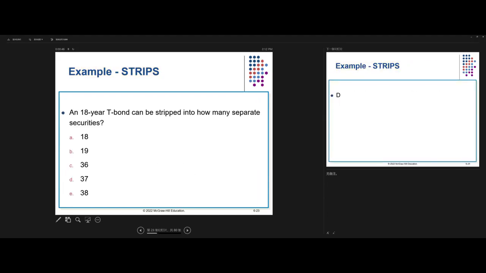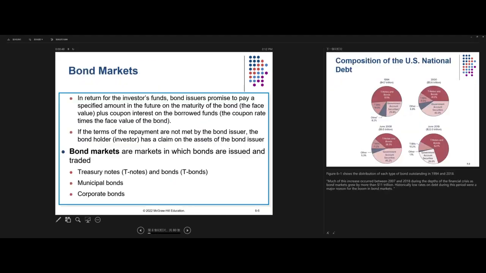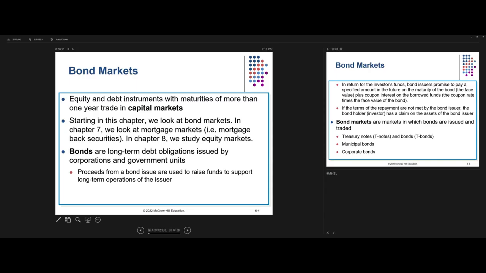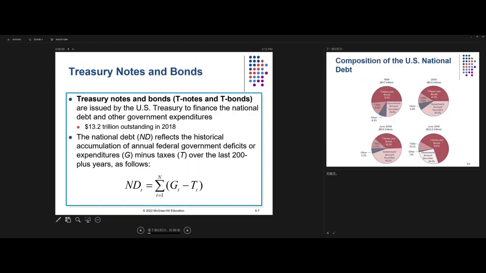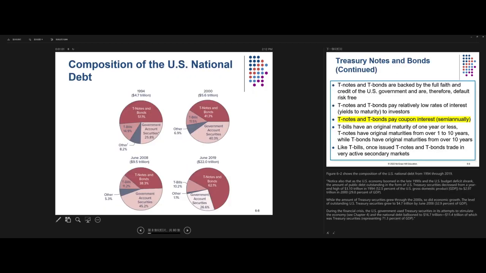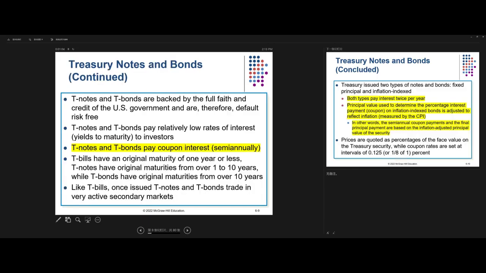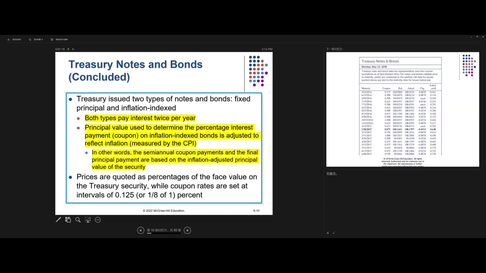So basically we introduced three main types of bond: the treasury bond, municipal bond, corporate bond, and then we discussed the compensations of the national debt, and then we emphasized that all the treasury securities, including treasury notes, treasury bond, are all semi-annual compounding, means that they pay coupon interest every 6 months. So this is what you always need to keep in mind whenever you do calculations.